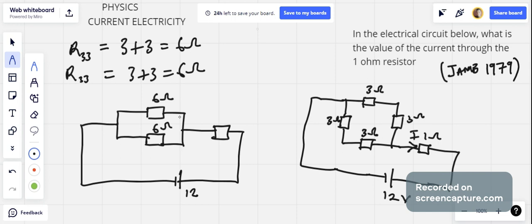Now you can see that this branch here and this branch here are in parallel to each other. The reason we say parallel is that they share common terminals. The head of this one shares a node with the head of this one, and the tail of this branch shares the same node with the tail of the other branch. So 6 ohms is parallel to 6 ohms.